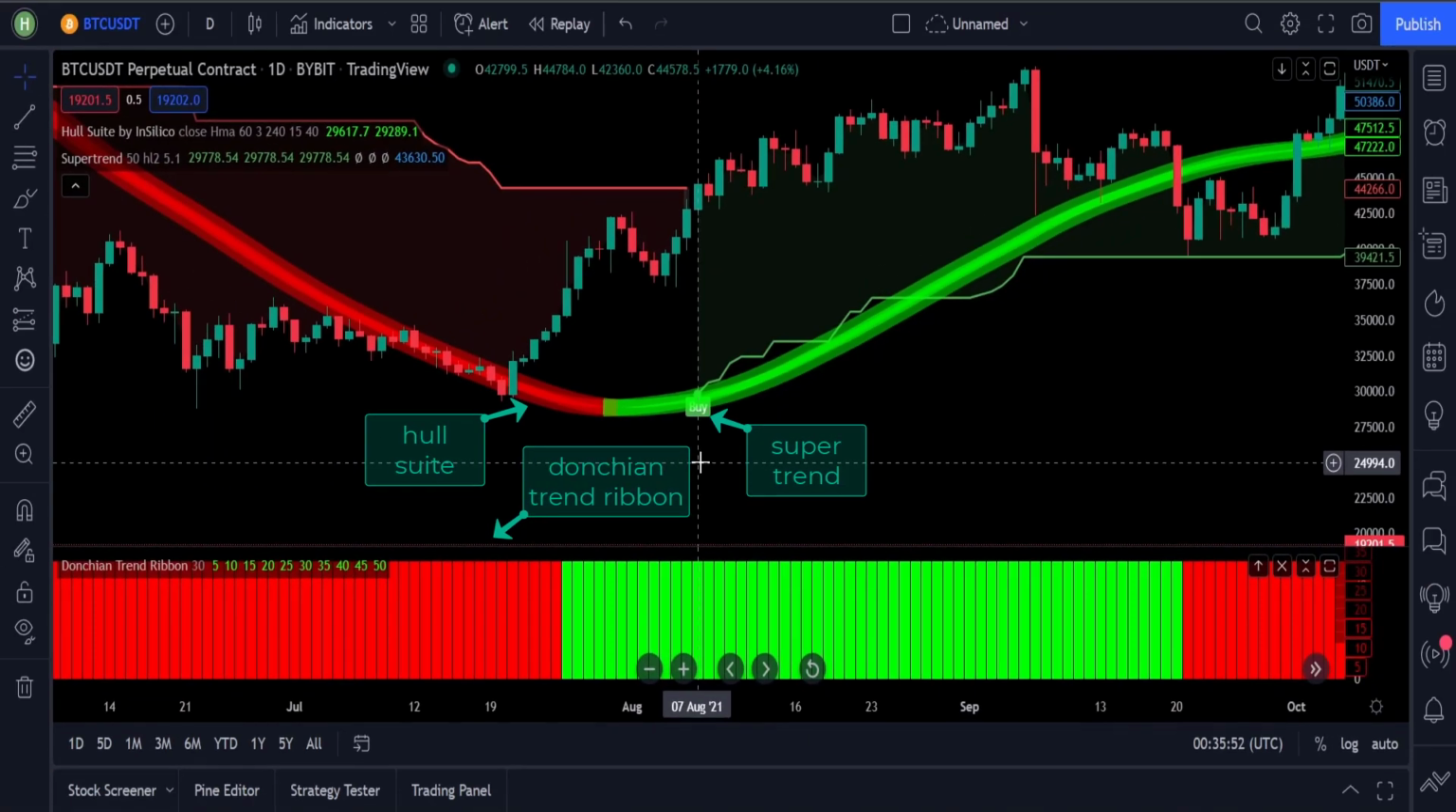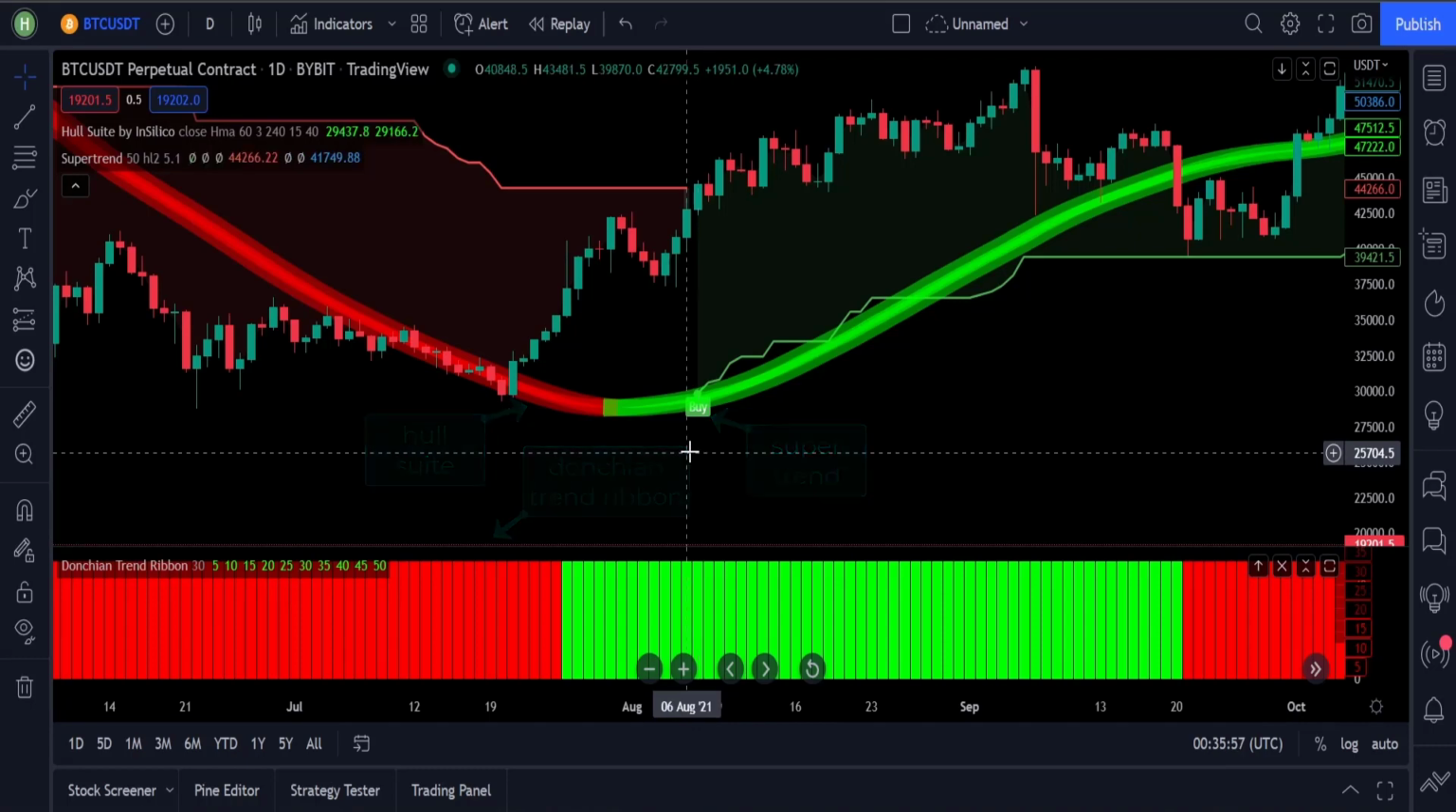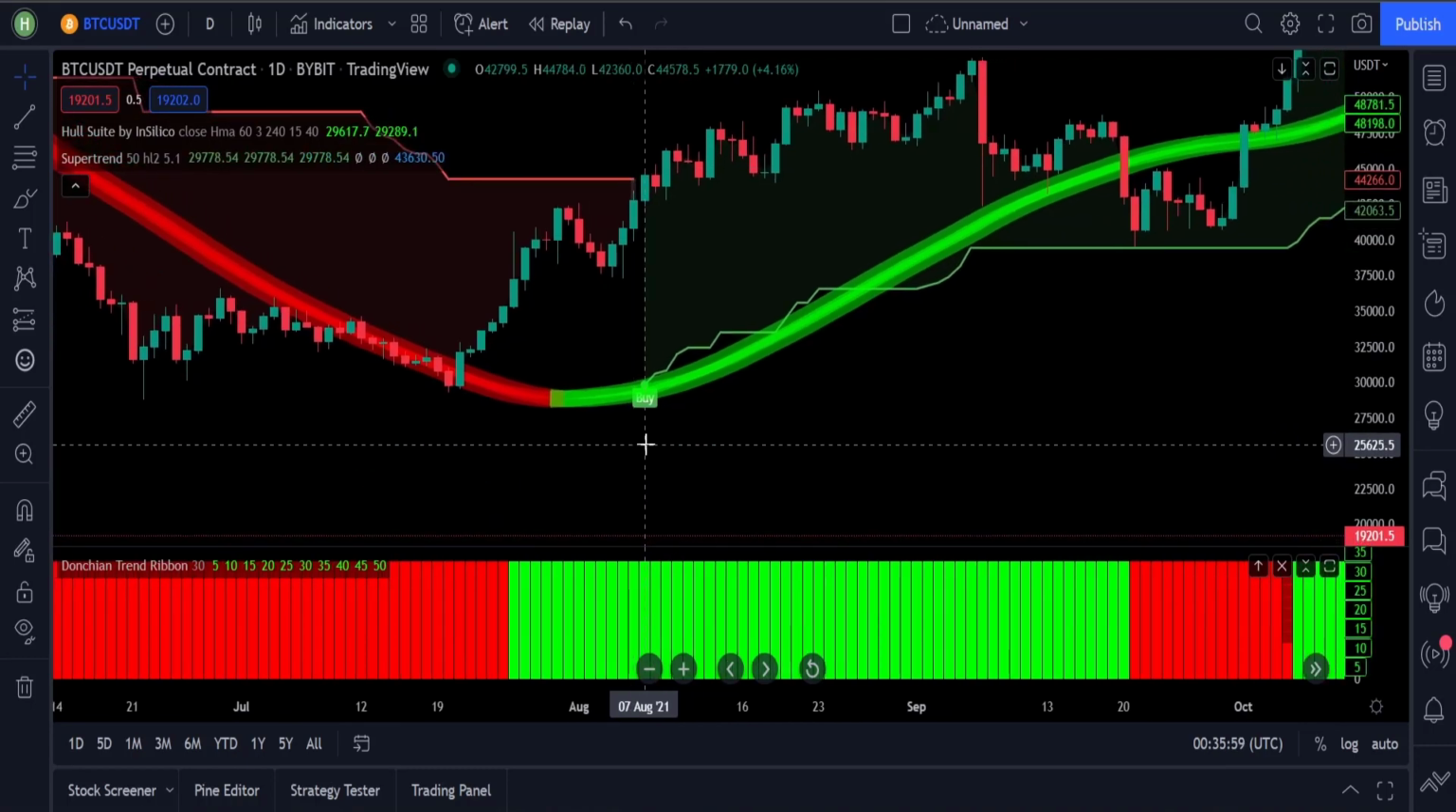For the stop loss and take profit, I like to put the stop loss at the recent swing low and keep the risk to reward ratio from 1 to 1.5.